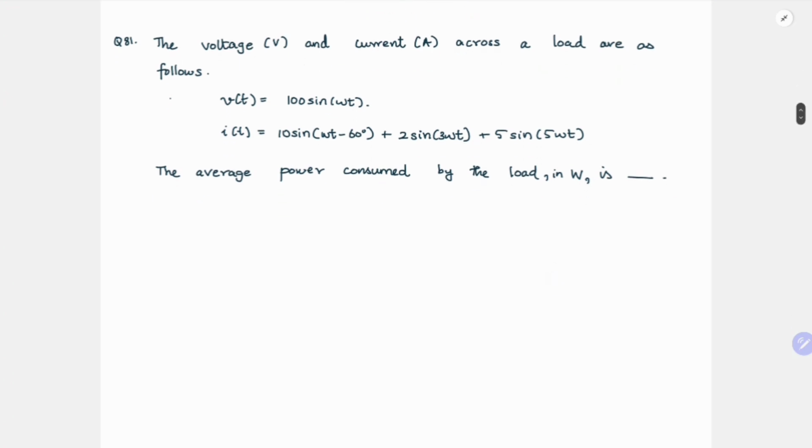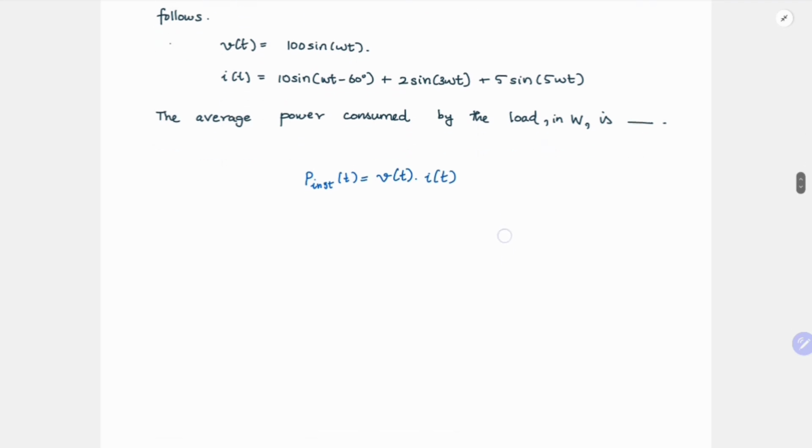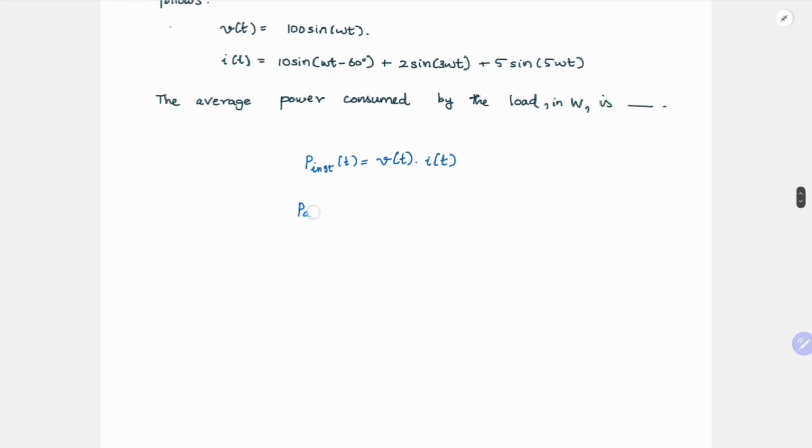So for an AC signal, what is the instantaneous power? P instantaneous of t is nothing but V of t into I of t. And then what is your average power? You take this instantaneous power, integrate it over one time period, and divide by one time period. So this will be your average power. This is one concept you should remember.